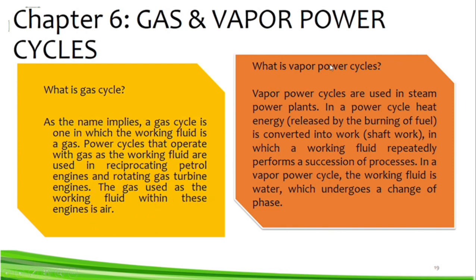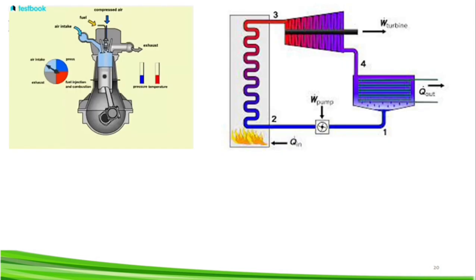What is vapor power cycles? The vapor power cycles are used in steam power plants. In a power cycle, heat energy released by the burning of fuel is converted into work, or the shaft work, in which a working fluid repeatedly performs a succession of processes. In a vapor power cycle, the working fluid is water, which undergoes a change of phase.